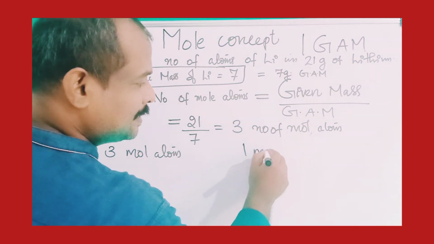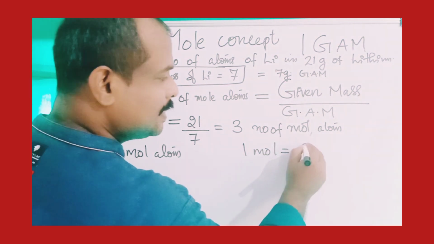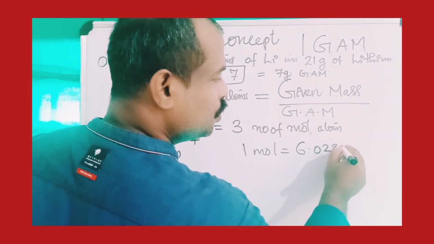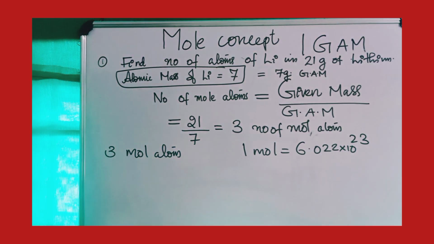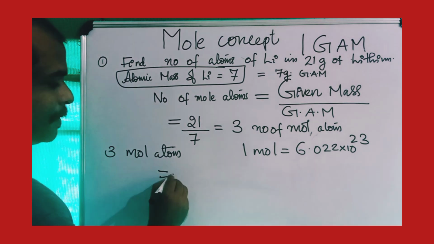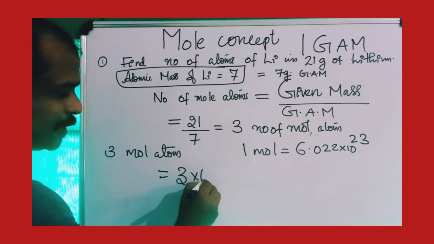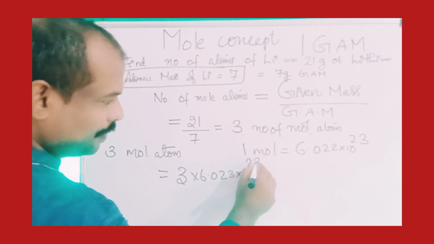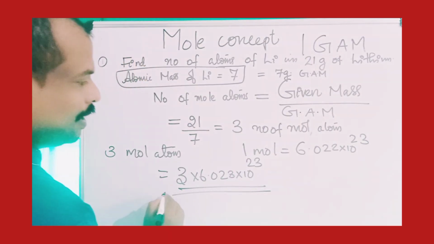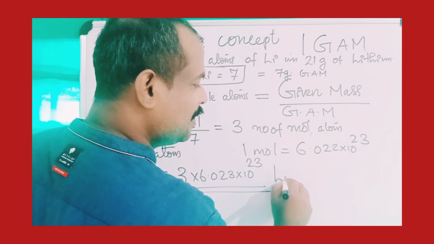We know that 1 mole is equal to 6.022 into 10 raised to 23. That means 3 mole atoms is equal to 3 into 6.022 into 10 raised to 23. So this is the total number of lithium atoms.